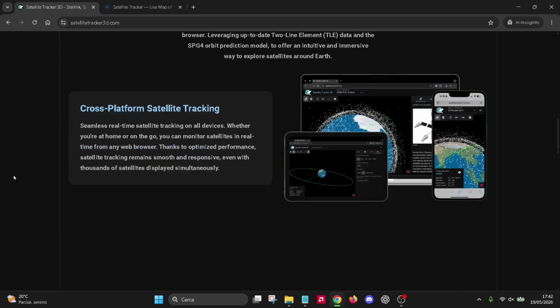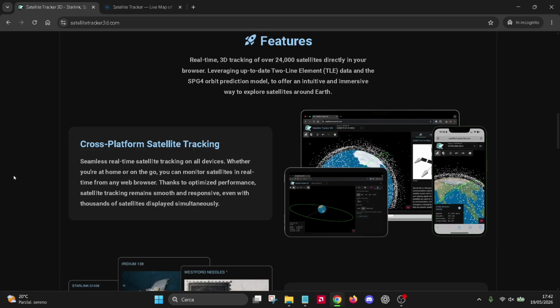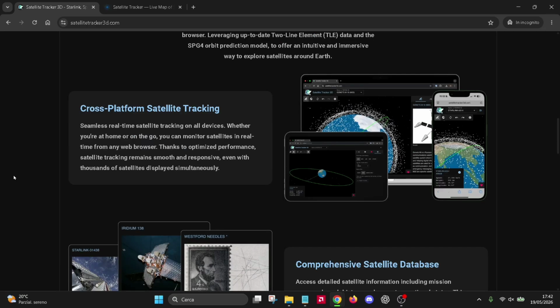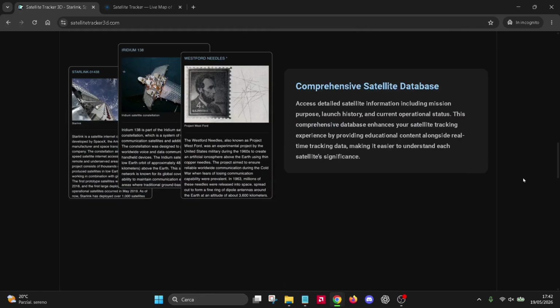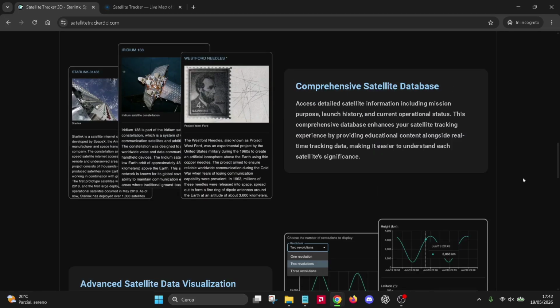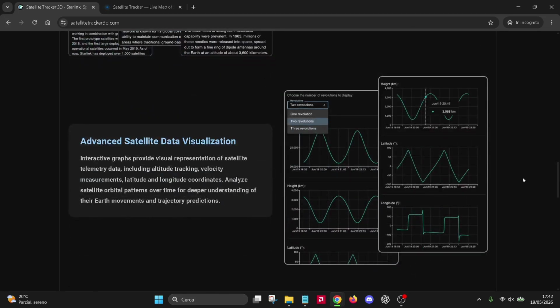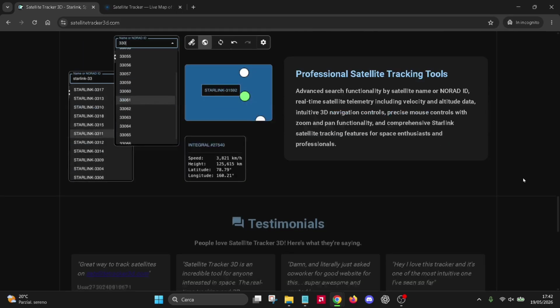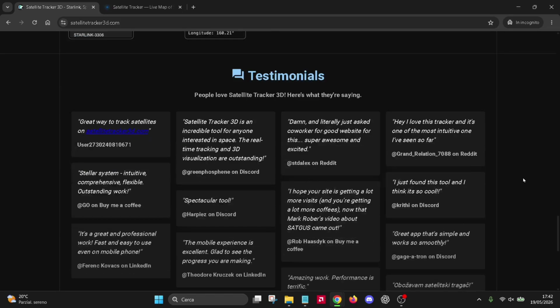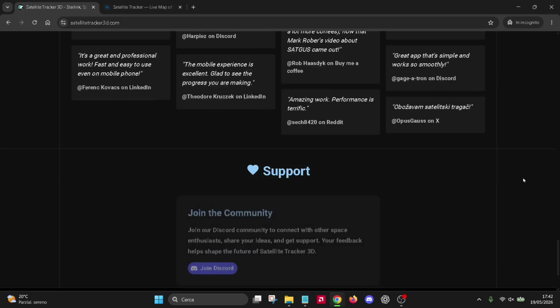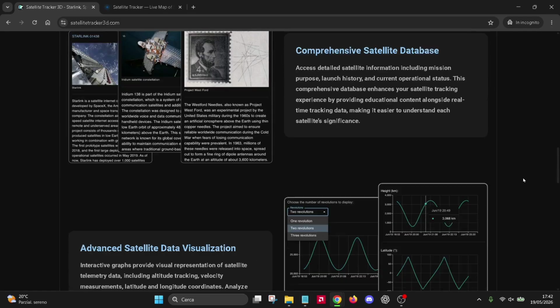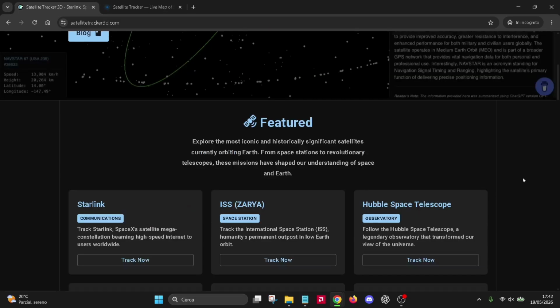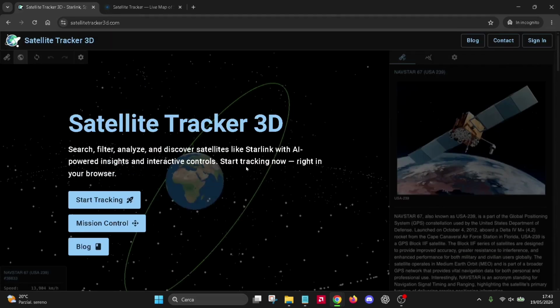SatelliteTracker3D. SatelliteTracker3D is one of the most impressive public tools for visualizing satellites in orbit. At first glance, it appears to be a highly detailed 3D model of Earth. But behind this interface is a powerful educational platform that transforms orbital mechanics into something intuitive and visually accessible.